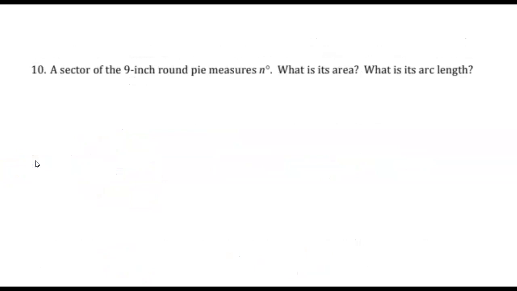A sector of the 9-inch round pie measures n degrees. What is its area and what is its arc length? So that's interesting. This time we're just dealing with theoretical numbers and not actual numbers. If we know we have a 9-inch pie pan, we know that its diameter is 9 inches. So finding its area for the whole circle and finding its circumference for the whole circle is not a problem. Circumference is going to be 9 pi, and area is going to be pi times 4.5 squared.